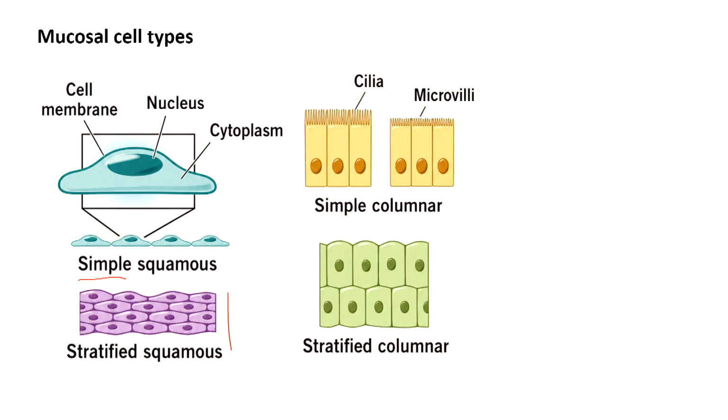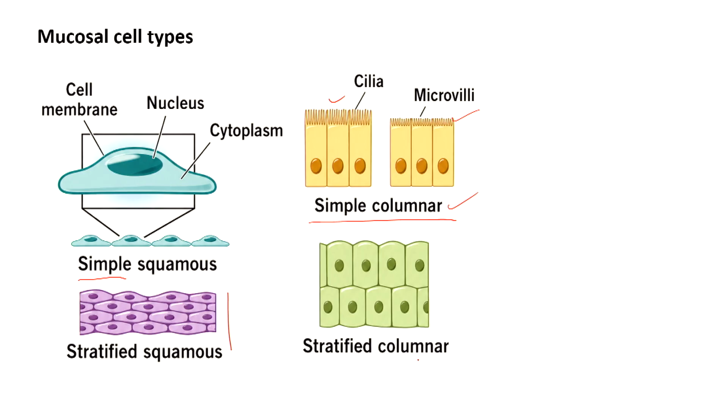The second is columnar. As we understand, columnar could be a simple columnar, a single layer, and then you have cilia or the smaller ciliated form, which we call microvilli, and these give movement to the fluid present on top of it. So these are present in the lining of the alimentary canal.